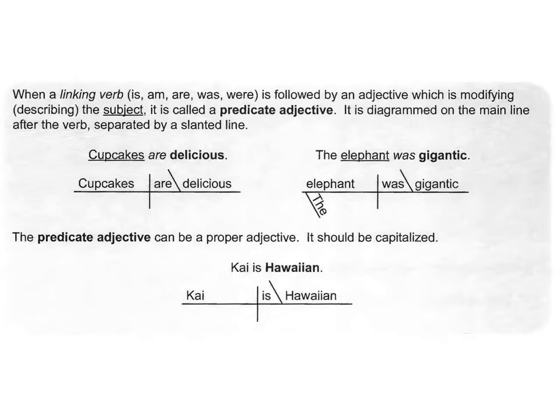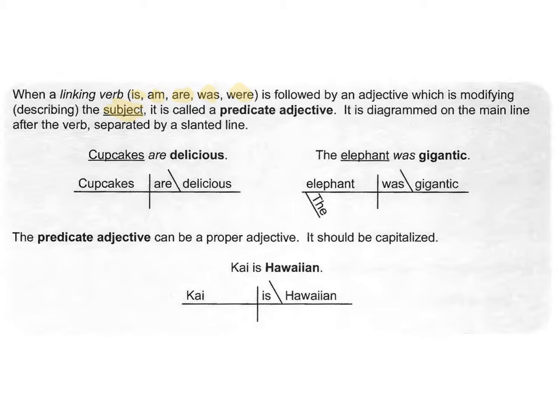When a linking verb, such as is, am, are, was, or were, is followed by an adjective which is modifying, aka describing, the simple subject, it is called a predicate adjective. It is diagrammed on the sentence base after the verb, and it has a slanted line that points back to the subject that it's describing. Here are some examples. Let's take a look.